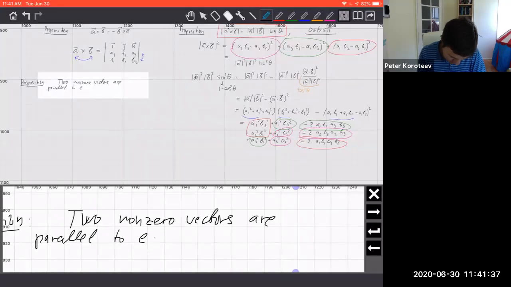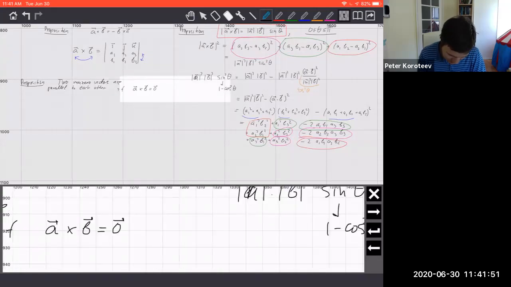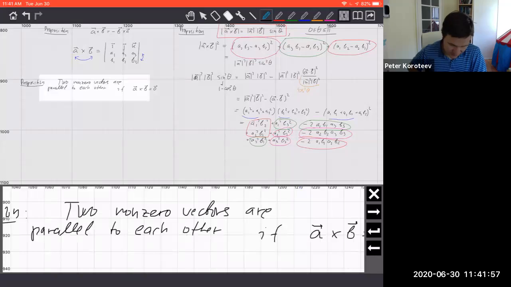Parallel to each other. If A cross B is equal to 0, as a 0 vector, so it has components 0, 0, 0.